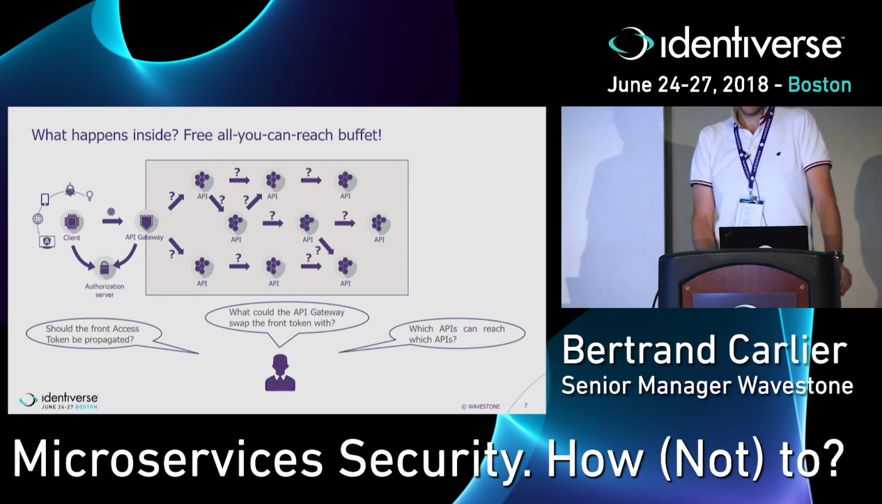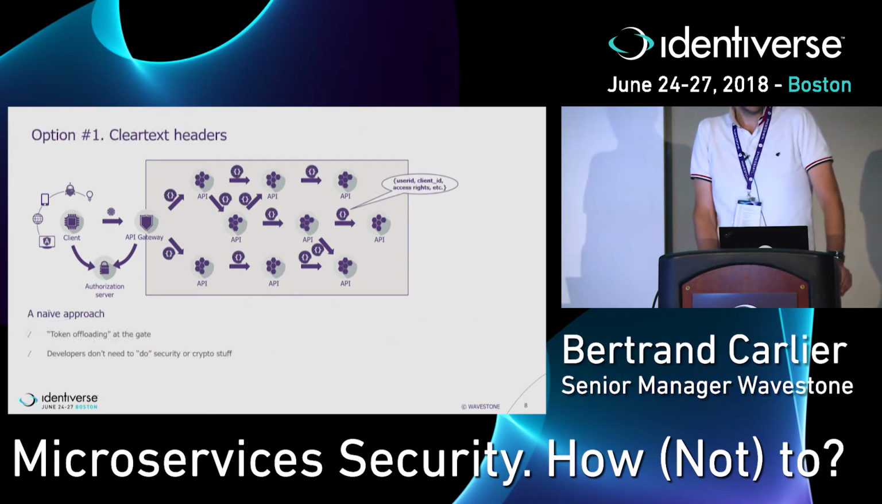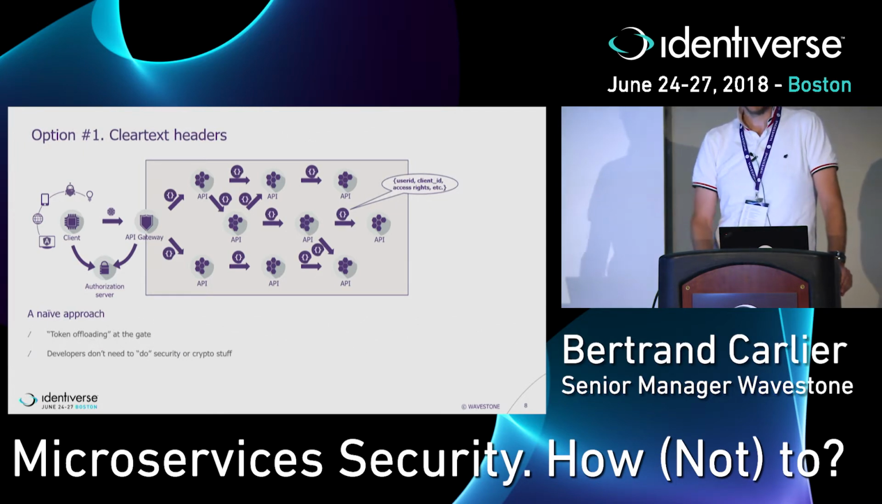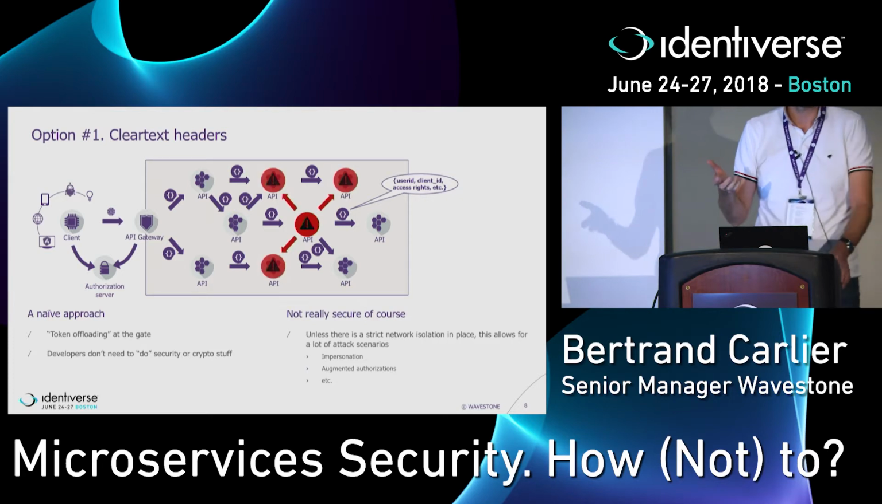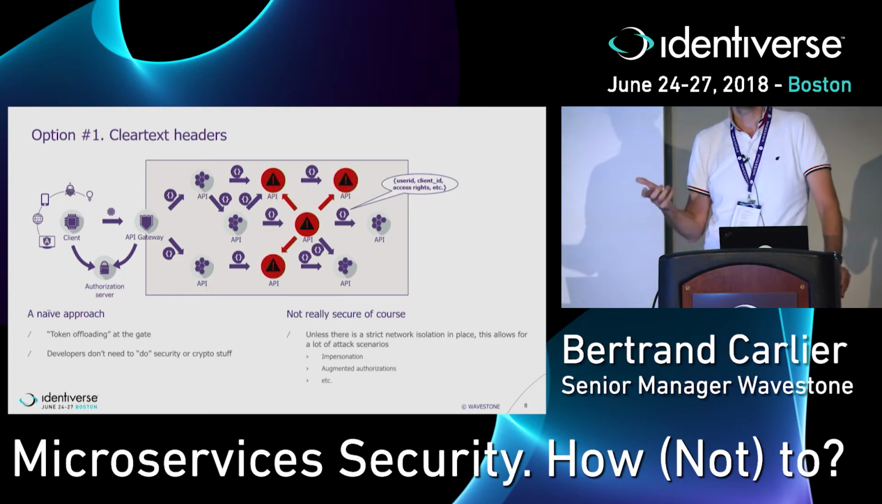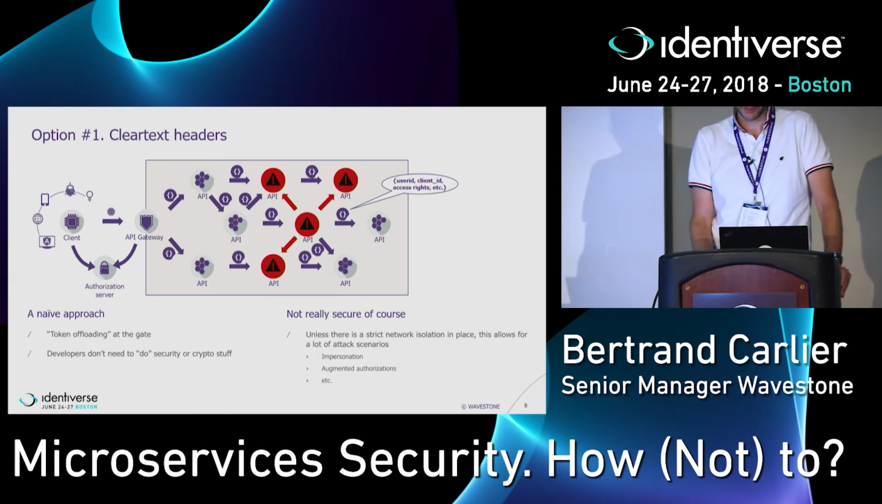Of course there is. Option 1, clear text header. So I have a front token that I just swap for some headers, HTTP headers, and I just provide my APIs with user ID, client ID, maybe user access rights, and everything's fine. Developers don't have to worry about security. They just get the information into the request, and that's it. Of course, that's not really secure. Any compromised API can call any reachable API and impersonate, augment the user authorization when they want. So that's not something you want to do. That's something we see.